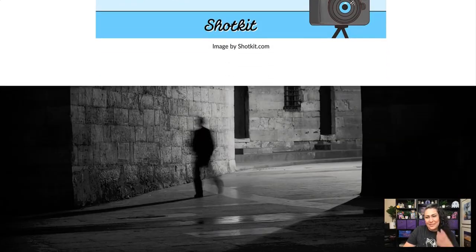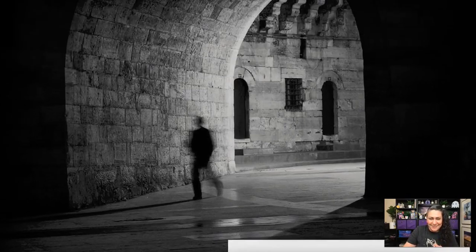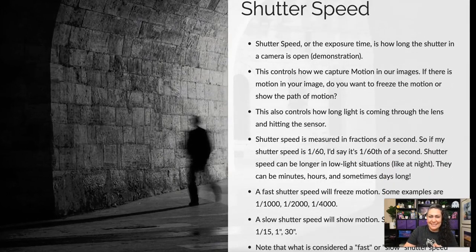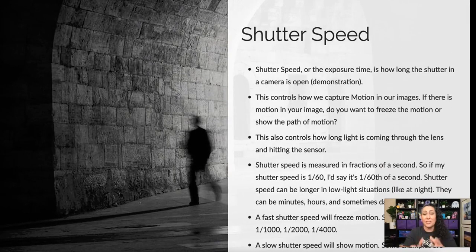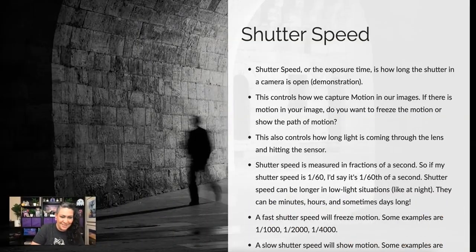All right, so now let's talk about shutter speed. Shutter speed, or sometimes it's also called exposure time. Let me move this over if you guys are taking notes. Exposure time is how long the shutter in a camera is open. So let me show you on my camera here.